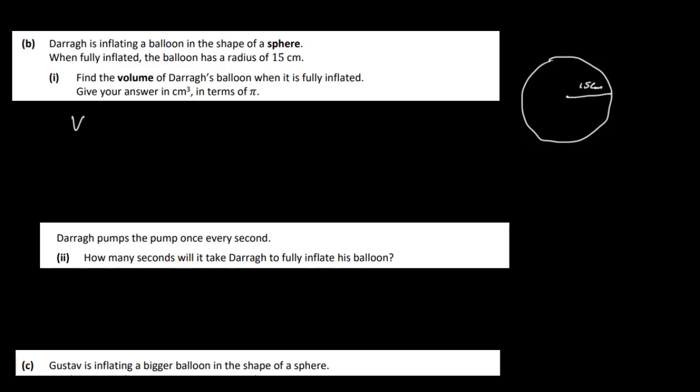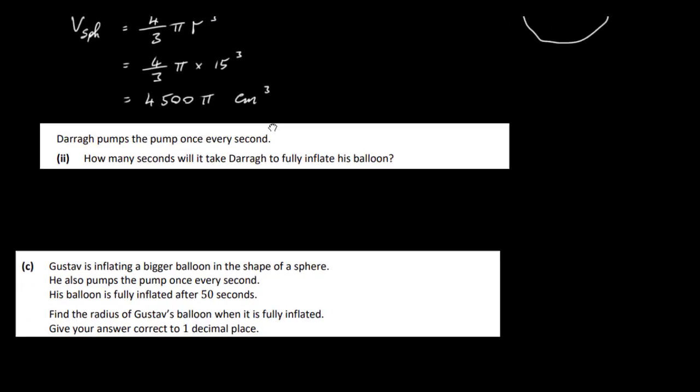So this time we're just looking for the volume of a sphere. So again, all these formula are in your tables. 4 over 3 pi r cubed. So we've got 4 over 3. Again, in terms of pi, it's just going to be times pi. And we've got to multiply by the radius, which is 15, which we've got to cube. So when you do all of that, you get 4,500 times pi, and this again is in centimeters cubed. Okay, so let's look at part 2.